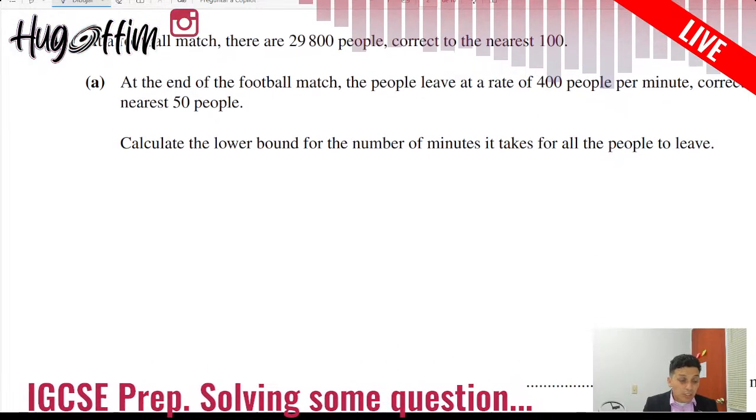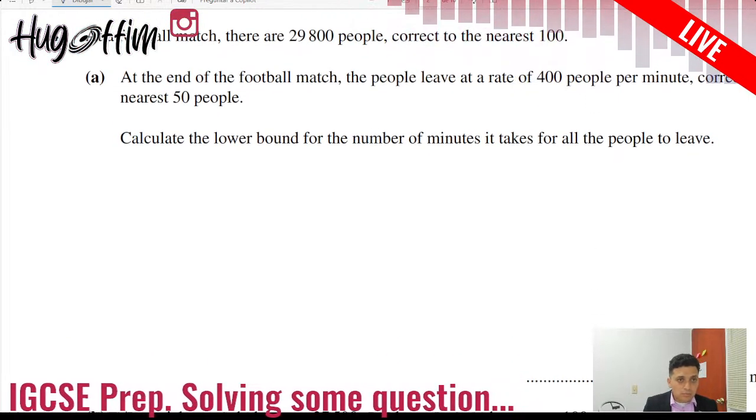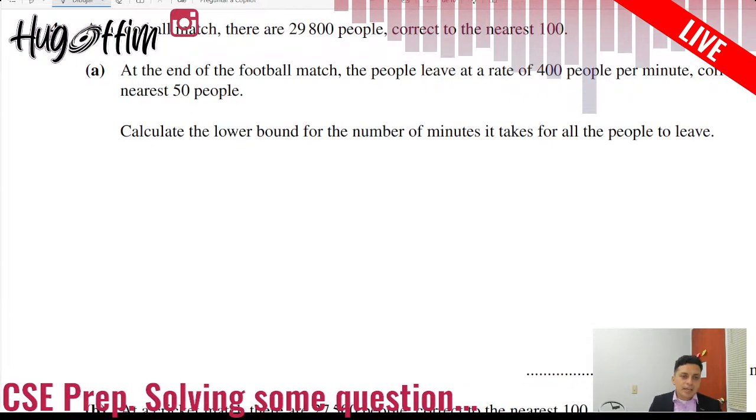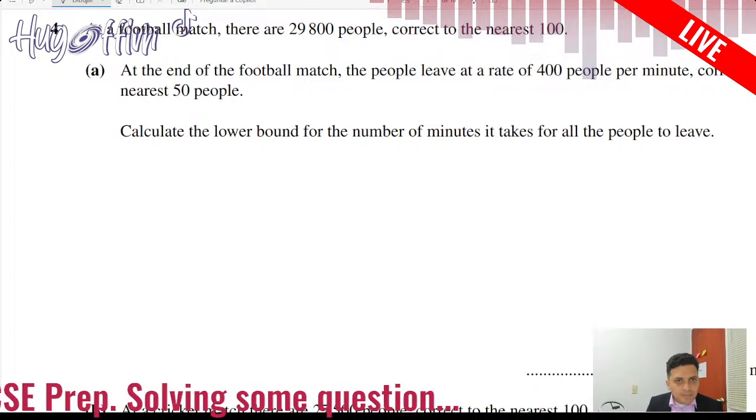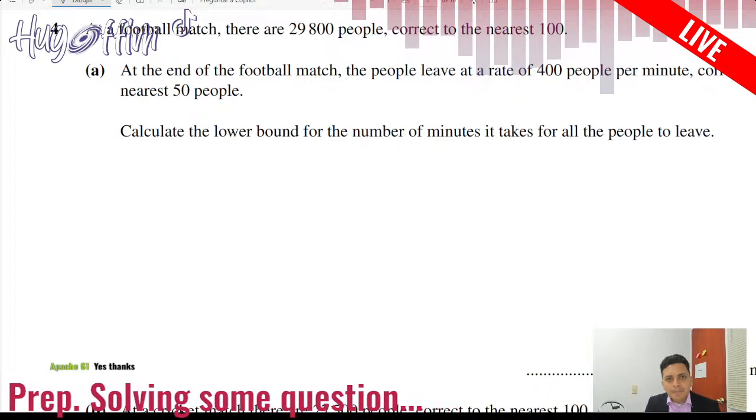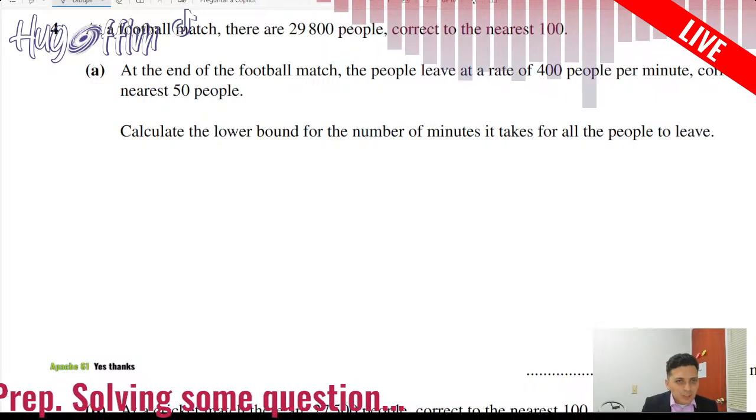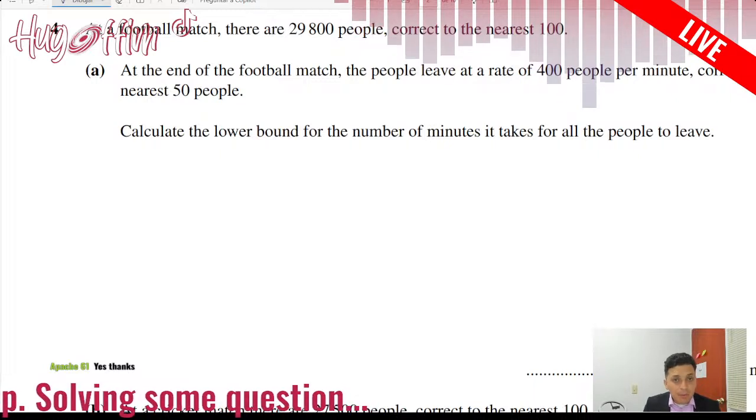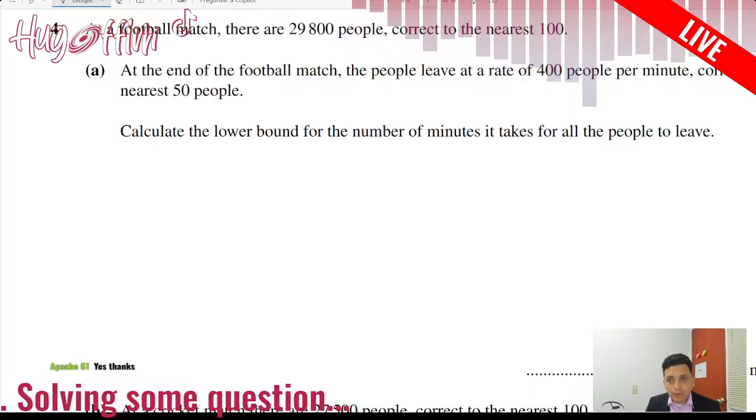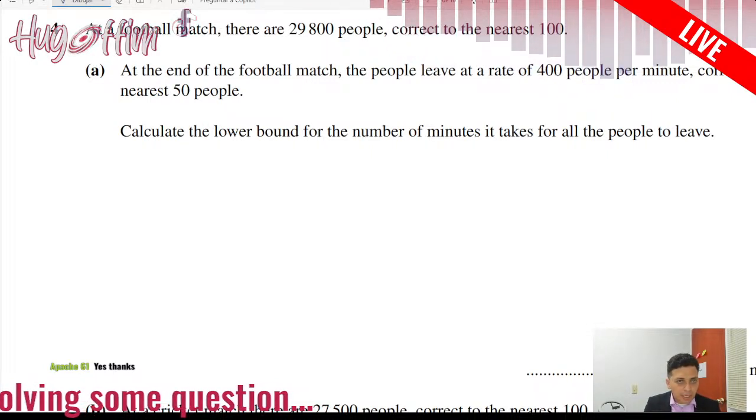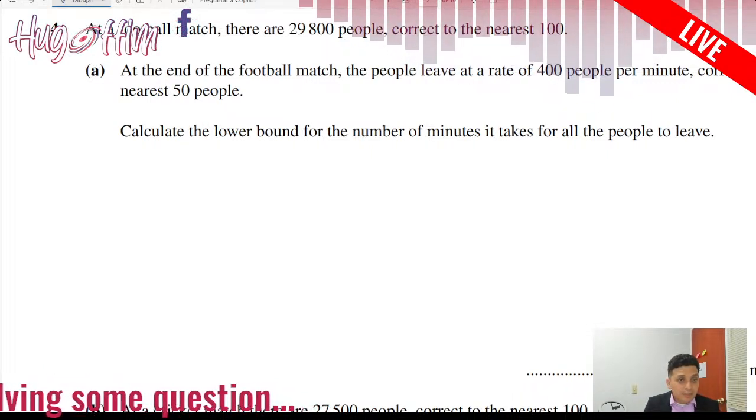I haven't done this question, so if I don't know, give me a break. It says, at a football match, there are 29,800 people, correct to the nearest 100. At the end of the football match, the people leave at a rate of 400 people per minute, correct to the nearest 50 people.